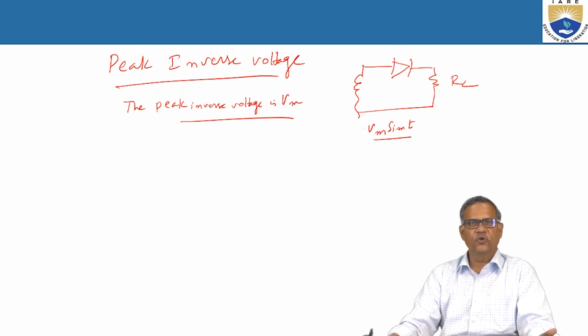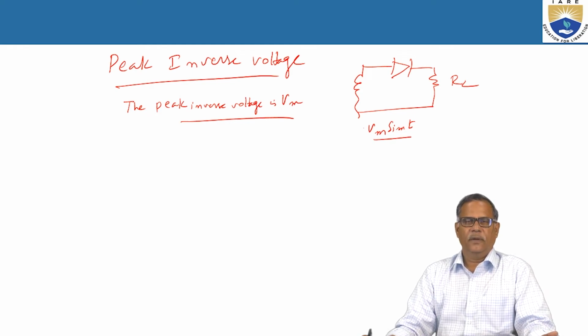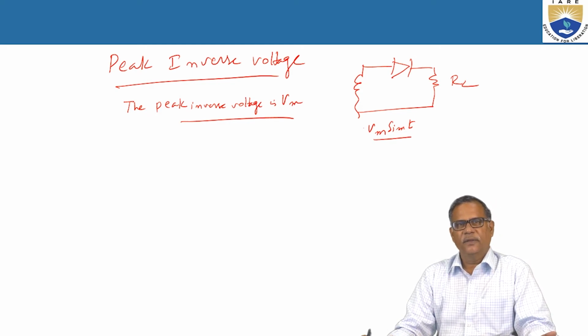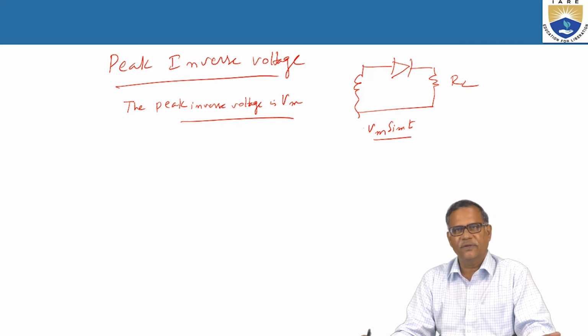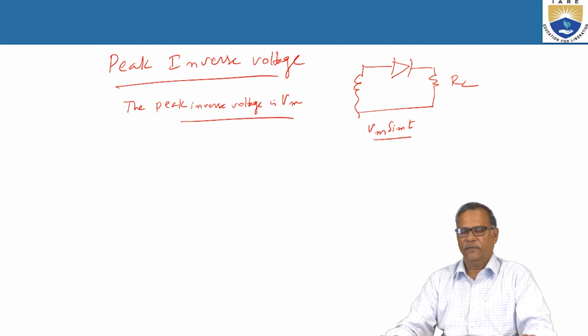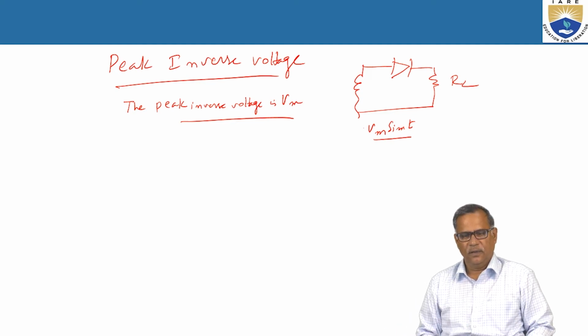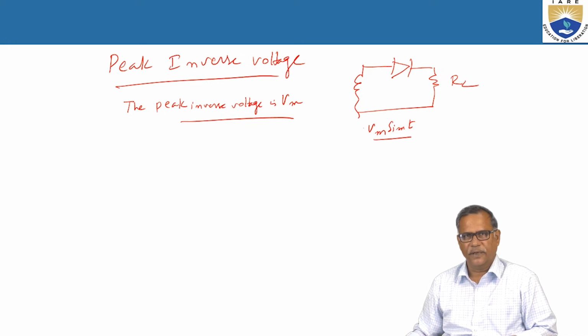Suppose you choose a diode which is low rated, the diode will be damaged during operation of the circuit. So peak inverse voltage is a very important parameter which has to be kept in mind for choosing the diode for half-wave rectifier operation or half-wave rectifier application.